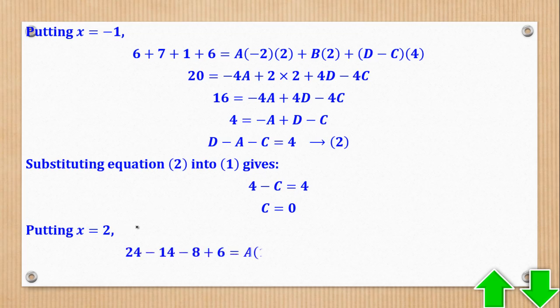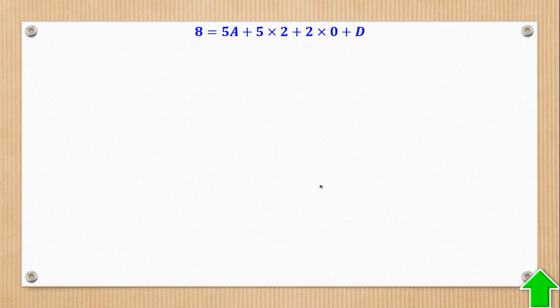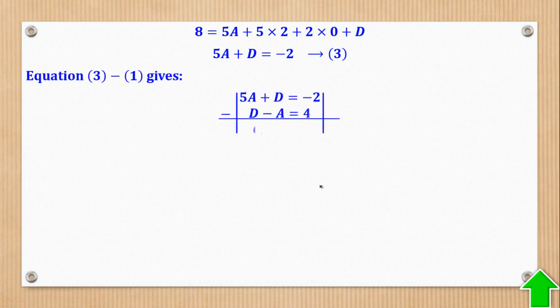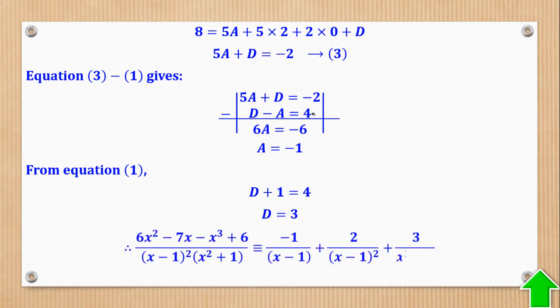Then putting x equal to 2, I'll come up with that, which can be simplified to get also equation 3. So I have two equations with A and D. I can now solve them. So subtracting, it means this goes away. This becomes 6A. And this becomes -6. So A will be -1. When I have A, I can go back to equation 1, substitute for A to get the value of D. And then I can express the given fraction into partial fractions. And that's what they wanted.